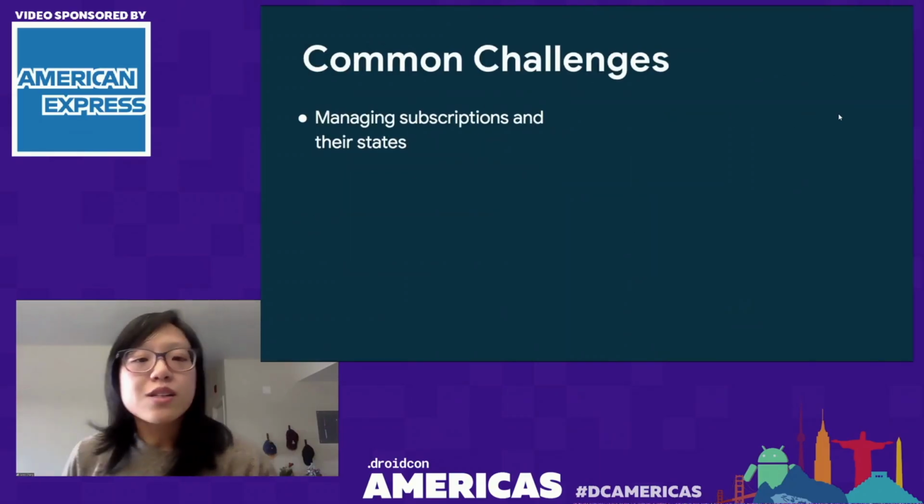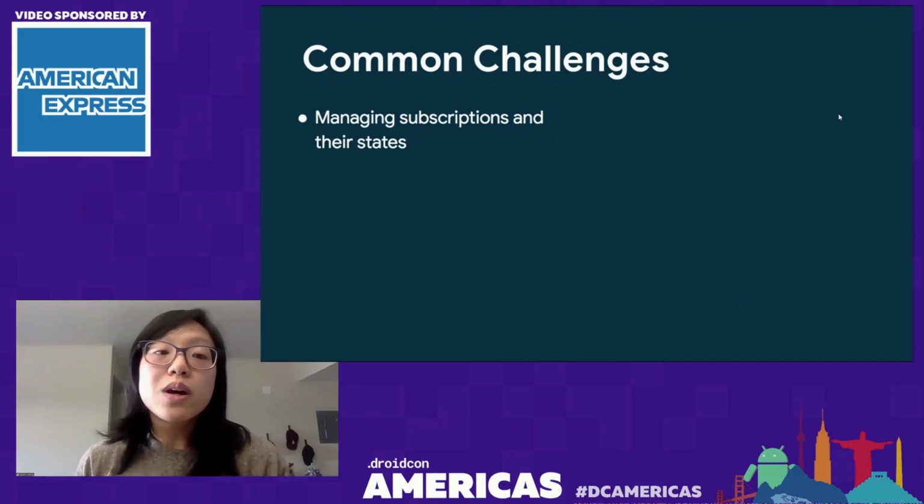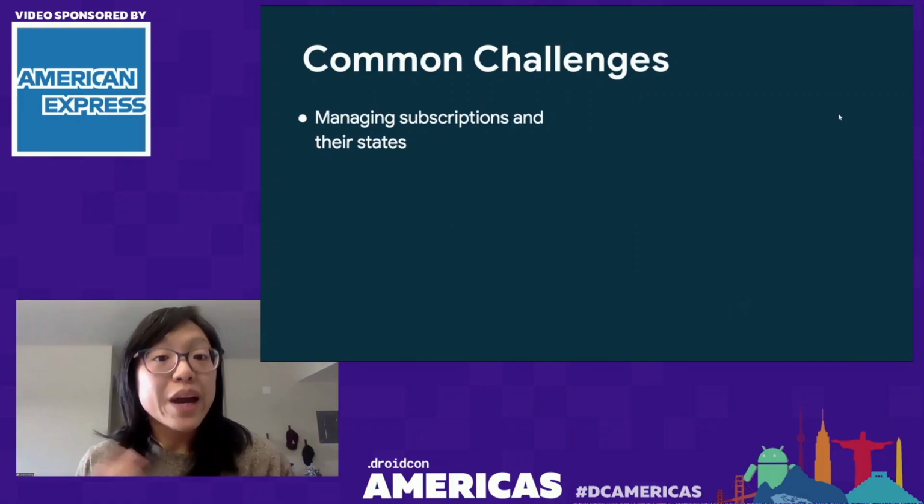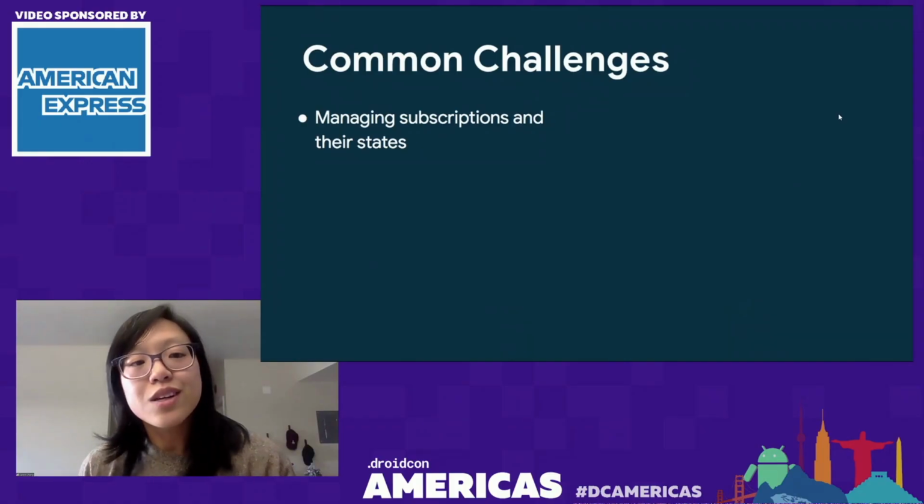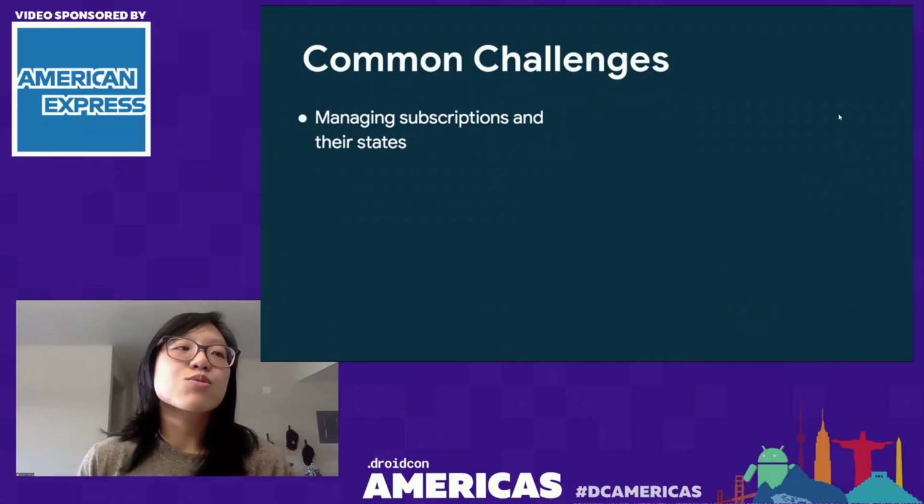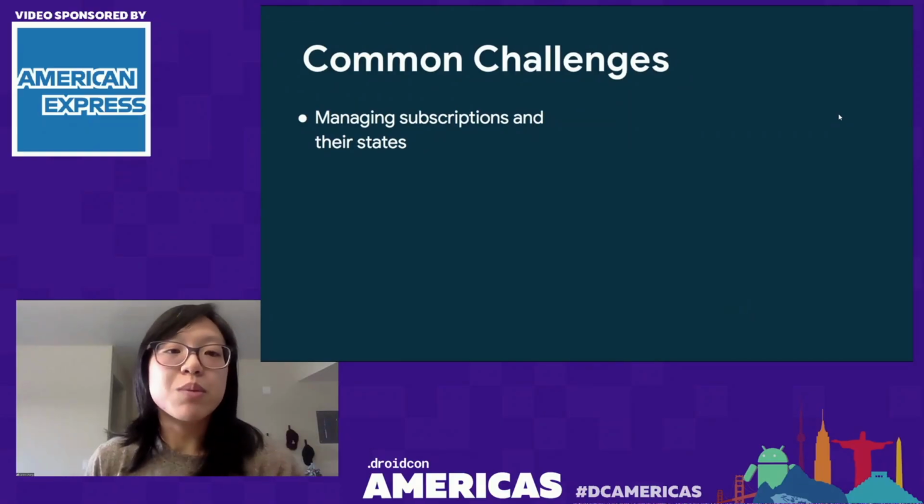So some of the common challenges that I've noticed recently, based on some of the issues that come up on GitHub and Stack Overflow. One, what we touched on before, is people have a very difficult time managing subscriptions and their states because, as you saw in the previous slide, a subscription can be in all these different states, right? It's not just whether the user has a product or they don't have a product. They could have a subscription, but they could be on hold because their payment method failed.